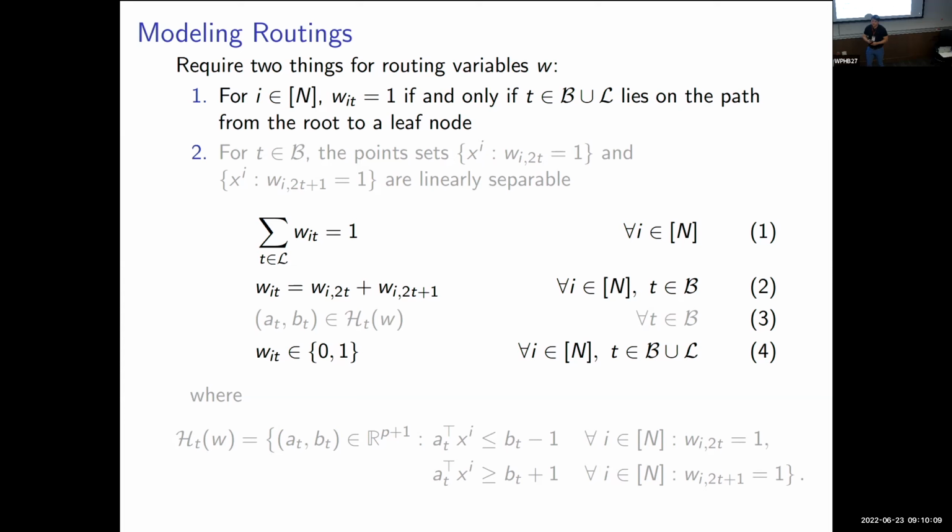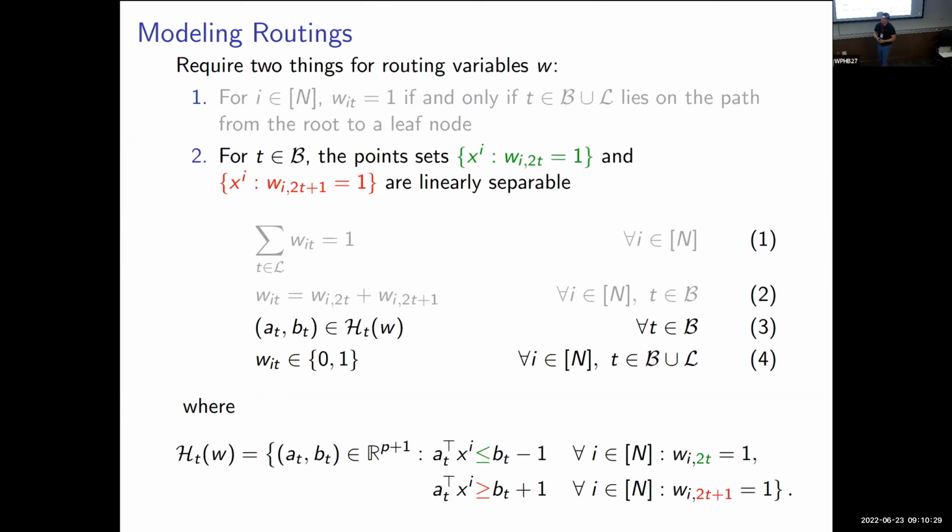So basically what this means is you need to make sure that for each I, exactly one of the WIT variables at the leaves is equal to 1, sort of like a one-hot thing. So that's what constraint 1 means. And constraint 2 is propagating this definition up to the branch nodes as well. That's the easy thing to model, but the second thing to model is that when you set these W values, you're actually doing them in a sensible way.